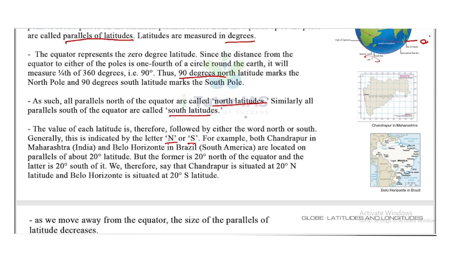For example, both Chandrapur in Maharashtra and Belo Horizonte in Brazil are located on the parallel of about 20 degrees latitude. These both are located on the same latitude, 20 degrees. But the former, Chandrapur, is located at 20 degrees north latitude, and Belo Horizonte is located at 20 degrees south latitude.